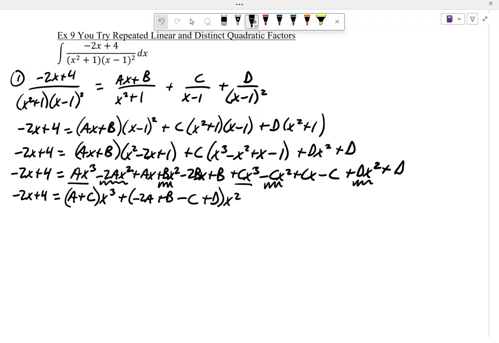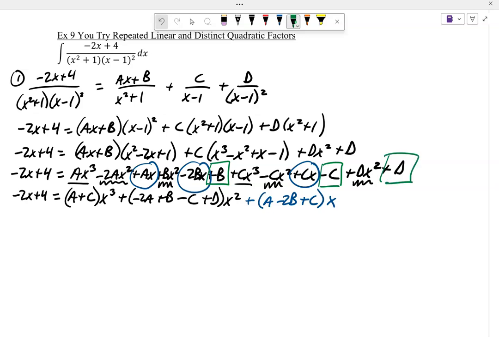There's my x squared. I better do a different color here. All right, x terms. There's an x term, there's an x term. So I've got a minus 2b plus c are my x terms. And then my constants on the end will be b minus c plus d. There's my constants on the end.